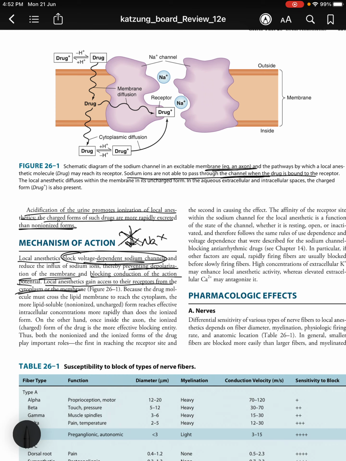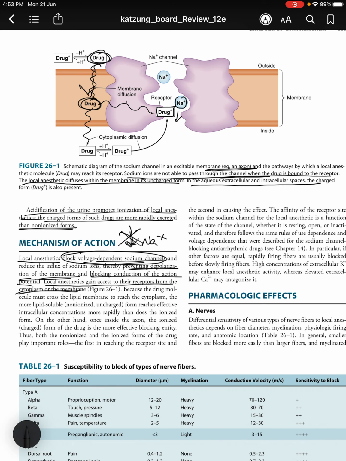So the local anesthetic diffuses within the membrane in its uncharged form. So in its uncharged form, it diffuses within the membrane, okay, as you can see here. In the aqueous extracellular and intracellular spaces, the charged form is also present. So in the intracellular space, okay, this is intracellular space, it is present in the charged form. You can see the plus sign here, alright. And also in the extracellular space, it is present in the charged form. You can see the plus.